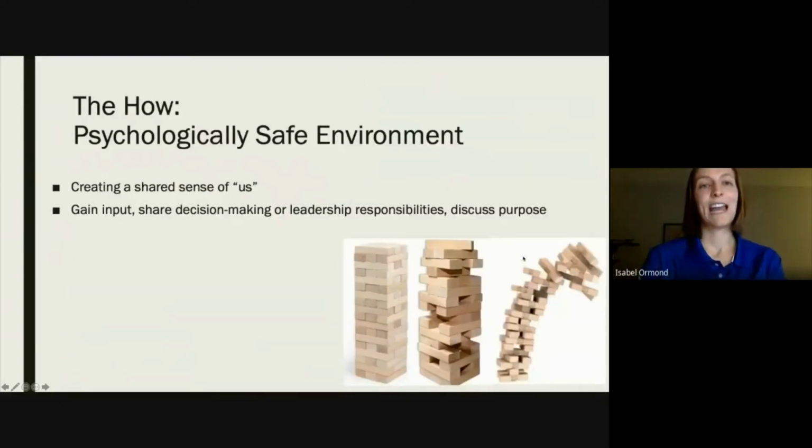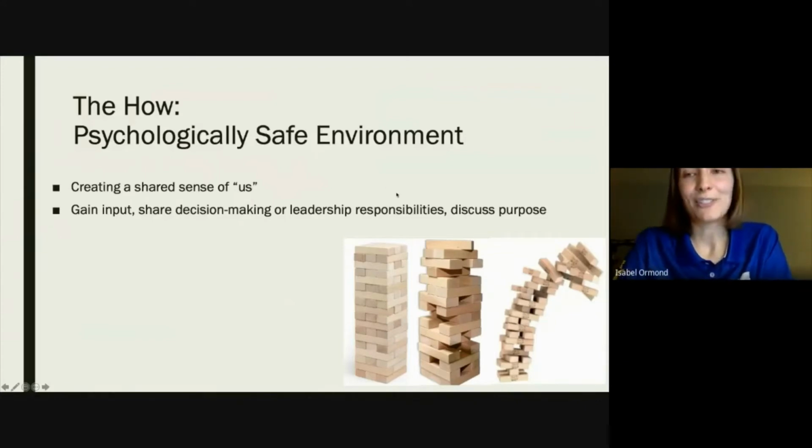So the first how is building our foundation. This is a fundamental piece to building other components, and it's having a psychologically safe environment. So creating a shared sense of us between the coaches, the coaching staff, and the athletes. So gaining input, sharing the decision-making and the leadership responsibility. Without having this base, everything else you might try to build on may not work or it may fall apart.